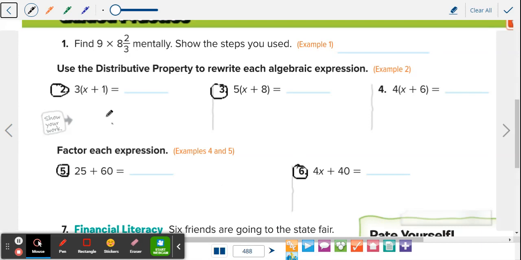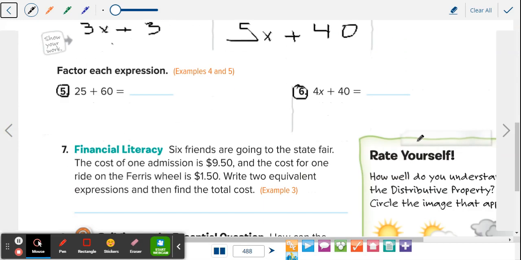So number 2. Okay, they want us to use the distributive property. So remember, 3 times the first one, 3 times the second one. So what's 3 times x? 3x plus, what's 3 times 1? 3. And you're done. That's as far as you can go. Now number 3. So we do 5 times the first one, 5 times the second one. So what's 5 times x? 5x plus, what's 5 times 8? 40. And that's it. Any questions on those two? That's the distributive property.